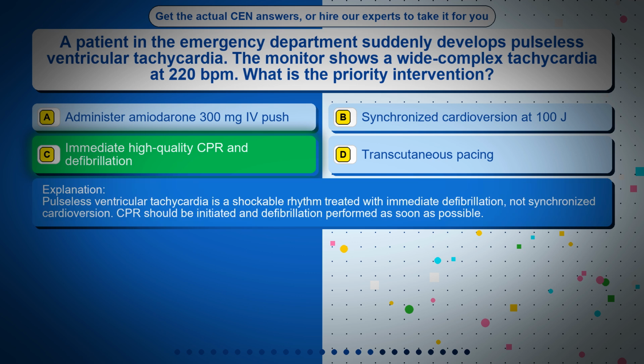Pulseless ventricular tachycardia is a shockable rhythm treated with immediate defibrillation, not synchronized cardioversion. CPR should be initiated and defibrillation performed as soon as possible.